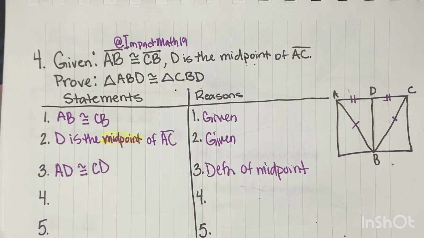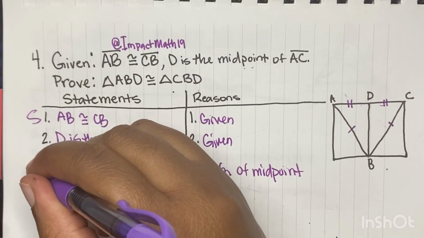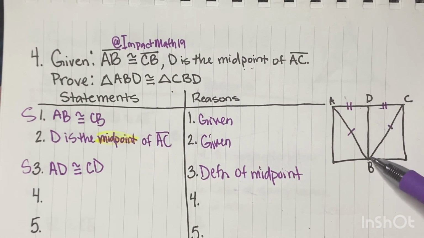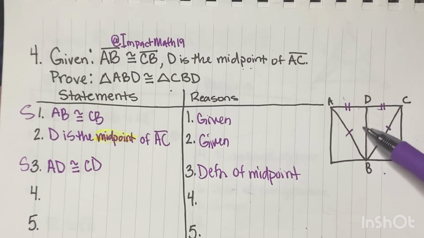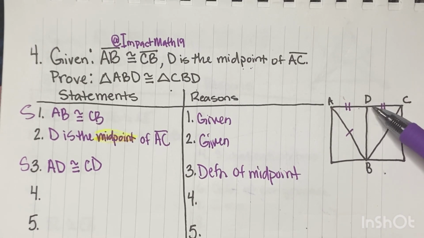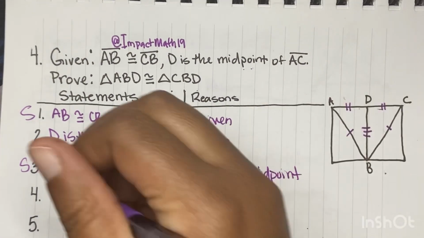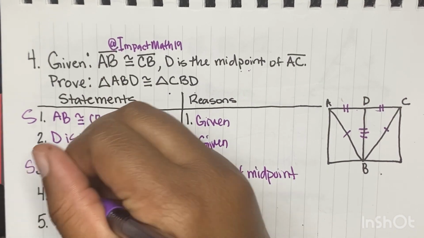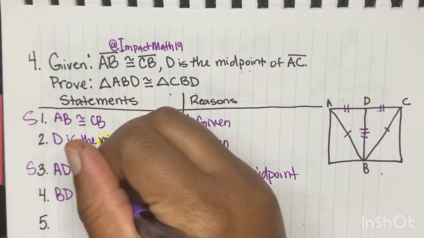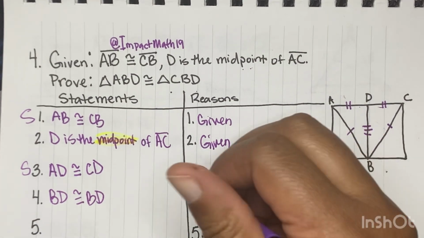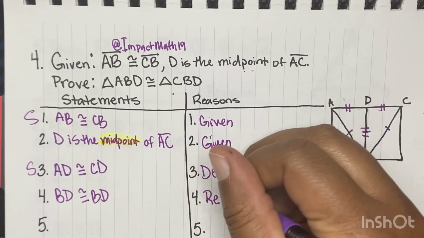Now, number 4. So right now we have a side and we have a side. We need our third side. Remember, our third side comes from what they share. Well, they share BD. So this is our third side. So we could say BD is congruent to BD. And since this side is the exact same as this side, we know that's the reflexive property.